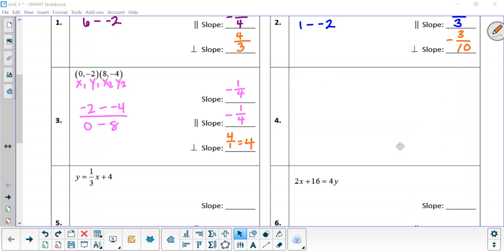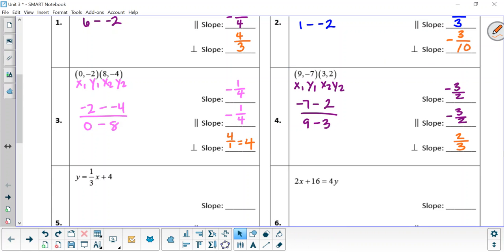Okay, so for number 4, you should have gotten a slope of negative 3 over 2, which means a parallel slope of negative 3 over 2, and a perpendicular slope of 2 over 3. I labeled my x1s and my y1s, and then I also labeled my x2 and y2, plugged it into my formula.